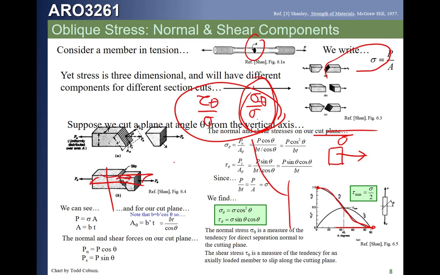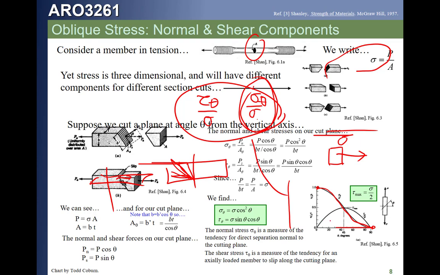Now if we make a cut perpendicular, we're going to expect no shear stress. But what we're going to find is as we cut a larger and larger angle, we're going to get more and more shear stress until we pass 45 degrees, and then our shear stress is going to diminish.